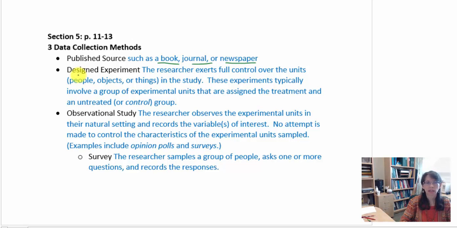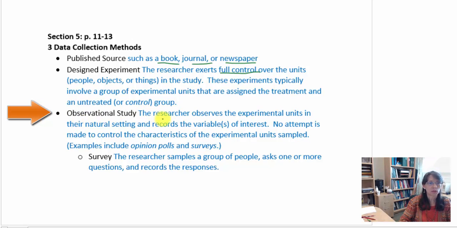The second type of data collection method is the designed experiment. With a designed experiment, a researcher exerts full control over the units. Now, the units could be people, objects, or things in the study. These experiments typically involve a group of experimental units that are assigned the treatment, and then there's also an untreated or control group involved. And finally, the third type of data collection method is the observational study.